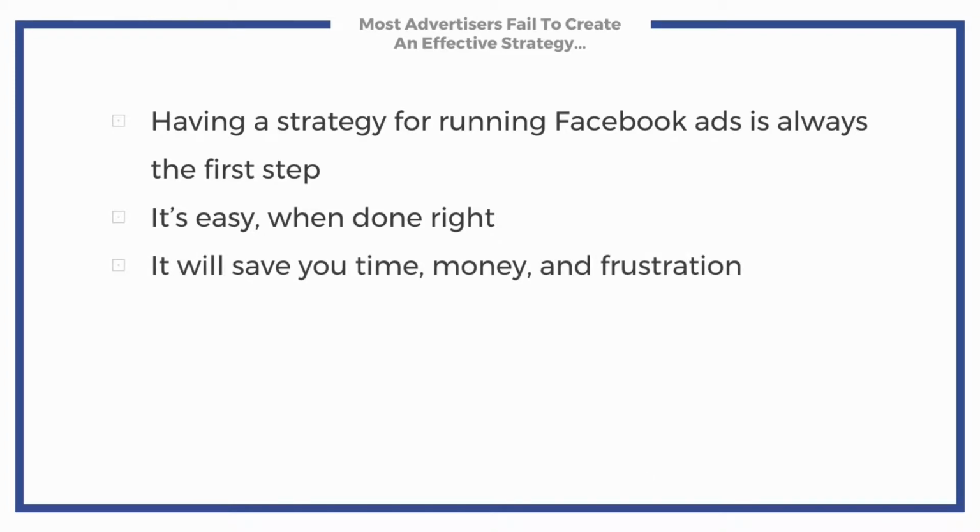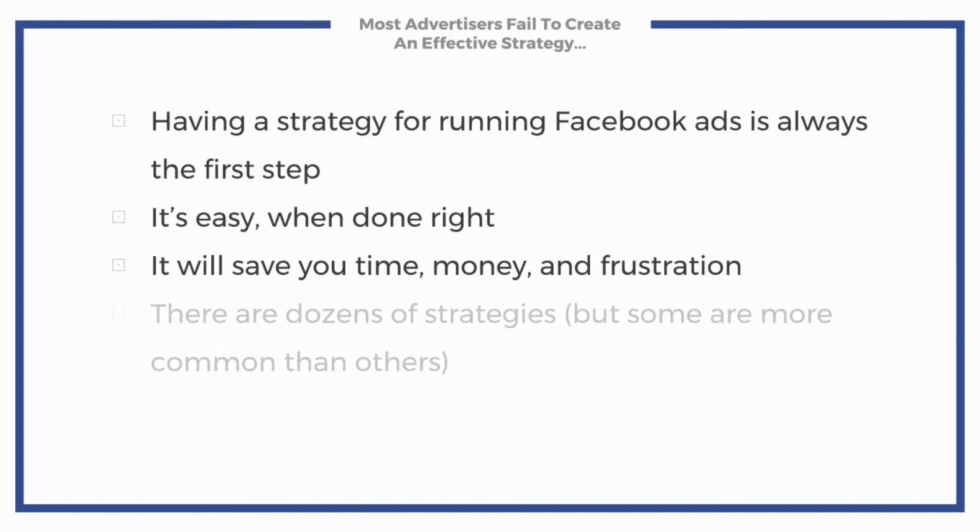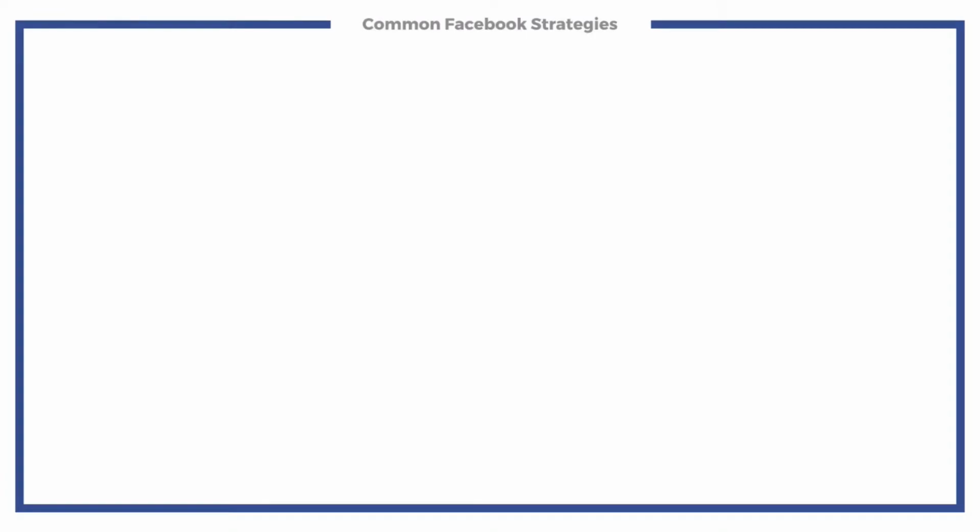So like I was saying before, it's going to save you time, especially with your results, making sure that you're getting a return on your investment. It's going to save you money from the ads you're running and frustration for not getting the results you want by running the wrong strategy or by not having a strategy to begin with. So there are dozens of strategies that work on Facebook for marketing, and I'm just going to cover some of the more common ones for a couple reasons, but mainly because they're the ones that I've seen work and they work really well. So we're going to go ahead and cover those.